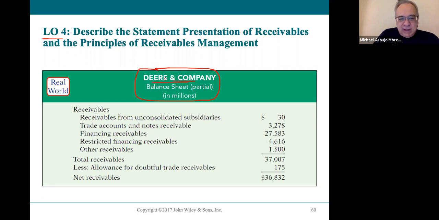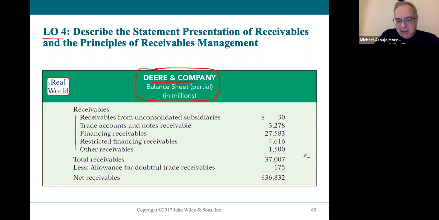Has anyone heard of that company? Deere and Company. They make lots of farm equipment, tractors. They make lawnmower equipment for households, etc. Right? So it's pretty big, and it is actually this green color, believe it or not, on most of their things.